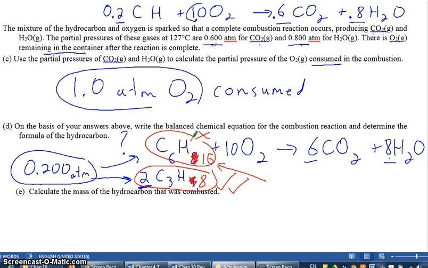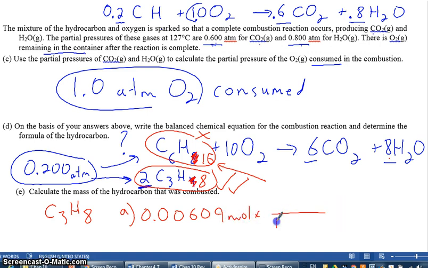Last portion, part E, says calculate the mass of the hydrocarbon that was combusted. So, we know the formula of the hydrocarbon, C3H8. Here's our formula, C3H8. We need to know the mass. Well, we know the moles. We actually calculated the moles in part A. From part A, we had 0.00609 moles of C3H8.